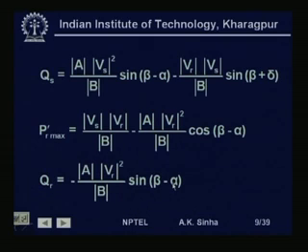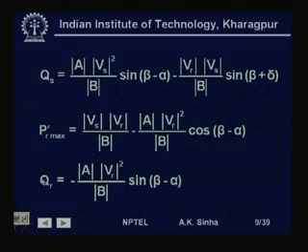beta minus alpha. Now, what we see from here is that if the real power is maximum, then the corresponding reactive power received at the load end has to be negative, which means the power has to be transmitted for a leading power factor load. That is, the load power factor has to be leading for this condition.